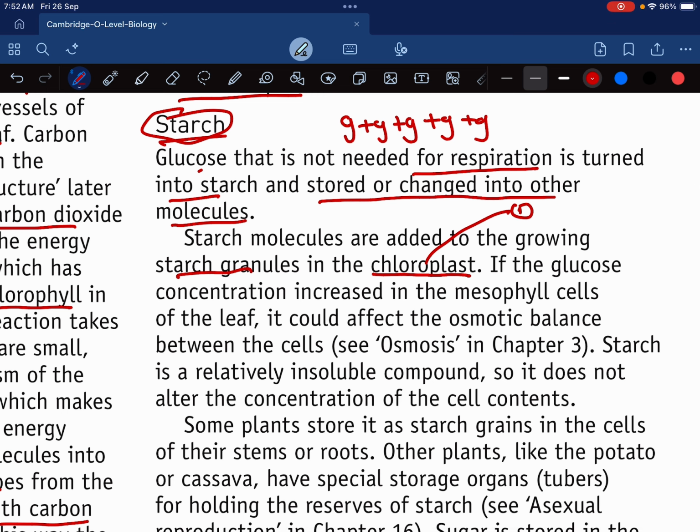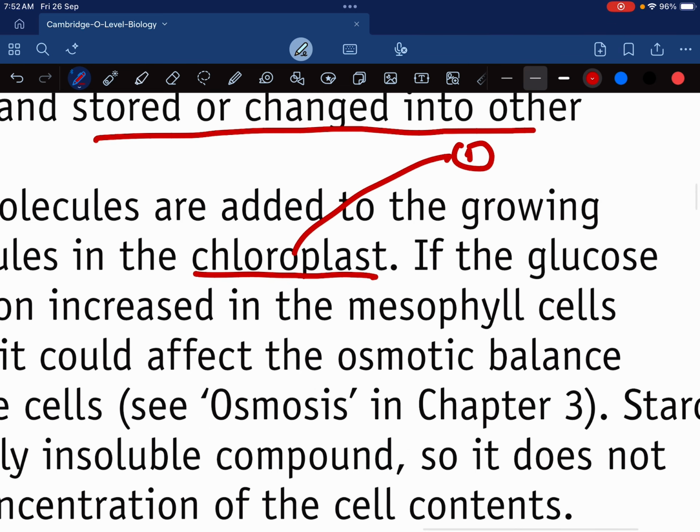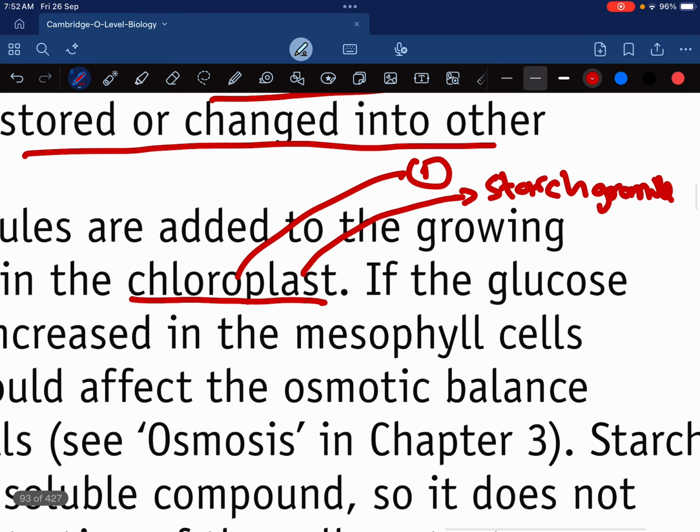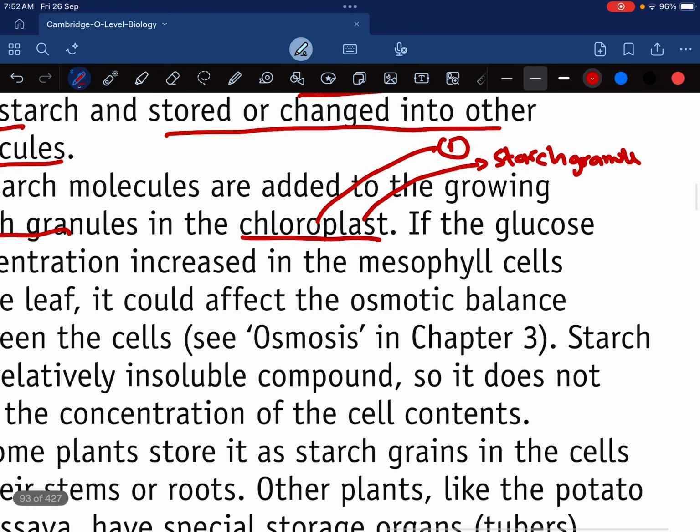नंबर वन क्लोरोफिल, which helps absorbing the sunlight for photosynthesis, and number two, starch granule. This is what stores the starch. यहाँ starch stored होता है.